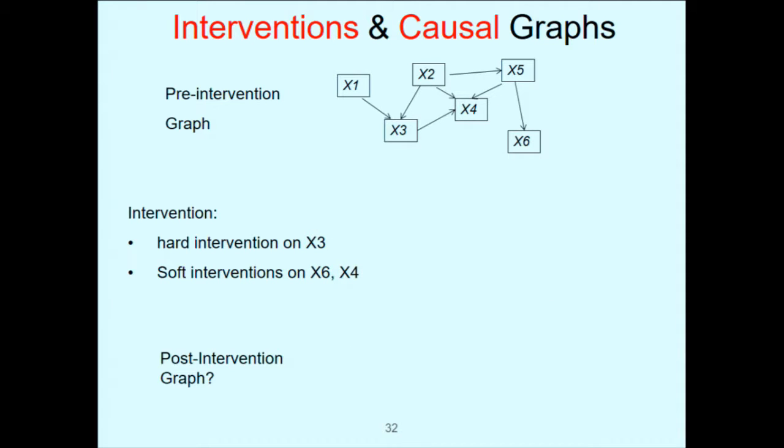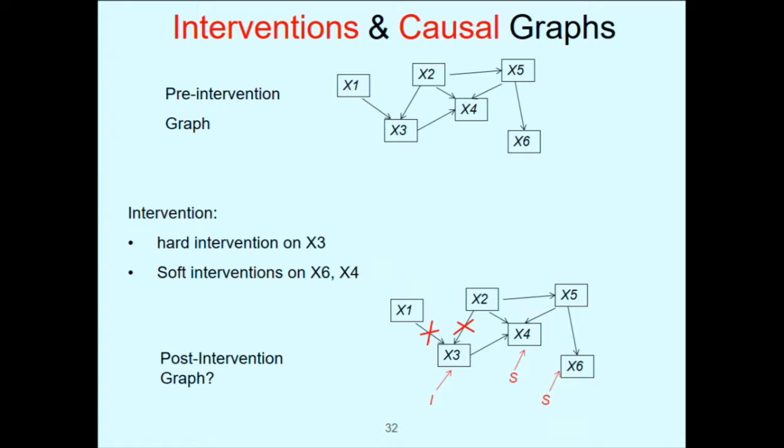Okay, so now if I do the same thing, and I say, okay, what's the pre-intervention graph going to look like if I do a hard intervention on X3 and a soft intervention on X6 and X4? What's the post-intervention graph? It'll look something like that. So none of the arrows change from the soft interventions, but I add a little variable to make that clear. And what does change is the arrows that go into X3 because I've targeted that with a hard intervention. Okay, everybody clear on this?